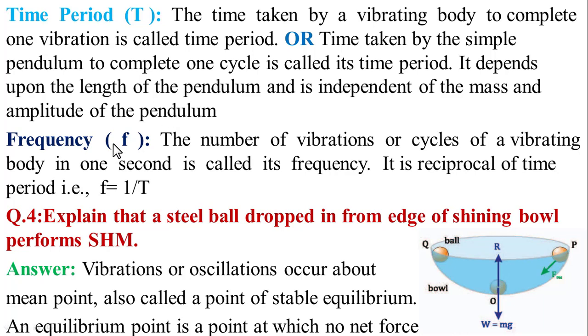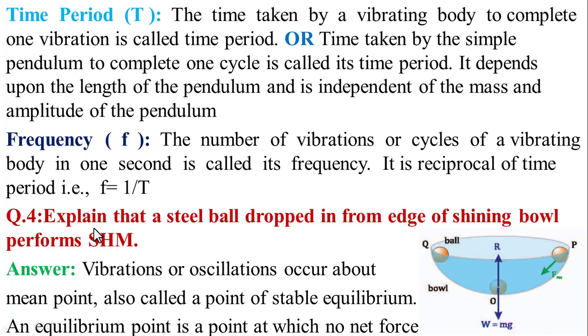Now the frequency, what is meant by frequency? The number of vibrations or cycles of a vibrating body in 1 second is called frequency. It is the reciprocal of the time period. So f is equal to 1 upon T.